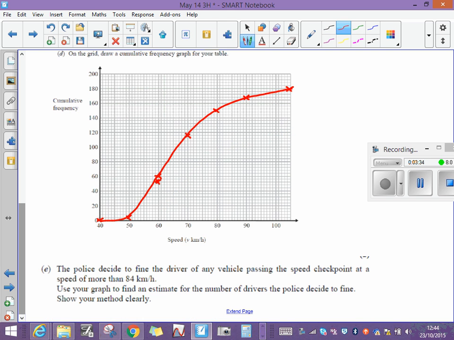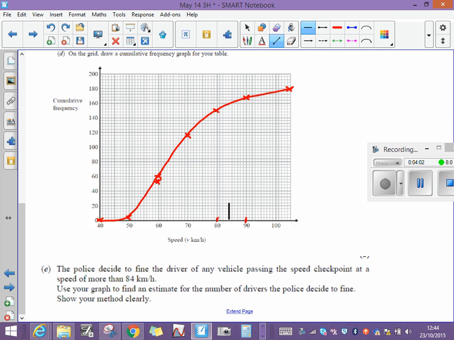Not too bad. Question says then, any driver passing at more than 84 kilometers per hour is going to be fined. So how many drivers would they decide to fine? Well, we find 84 kilometers per hour. So 80 is here, 90 is here, 84 then is just 4 squares. I need to use a ruler to get this right. So 84 starts here. Oh, that's not a ruler. Let's just undo that and use a straight line this time.